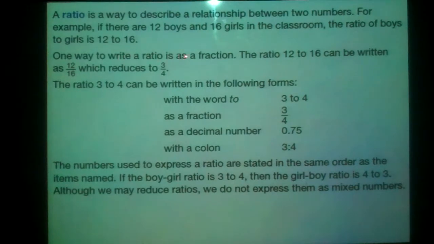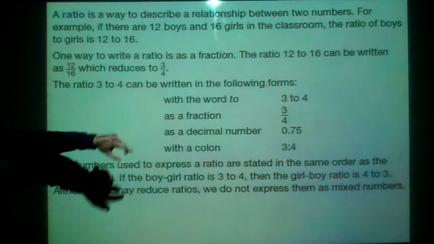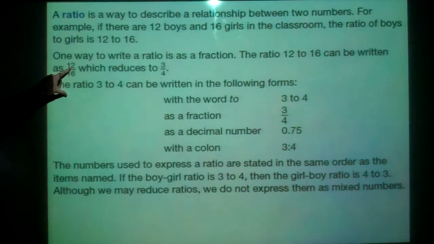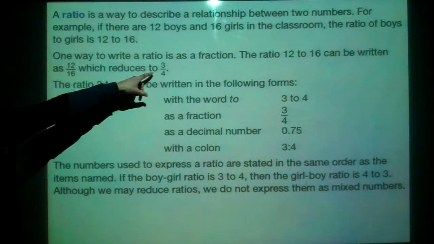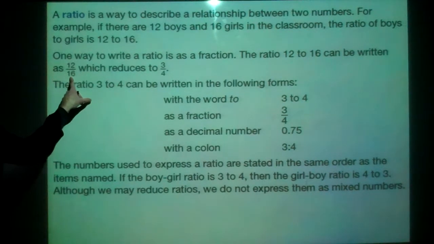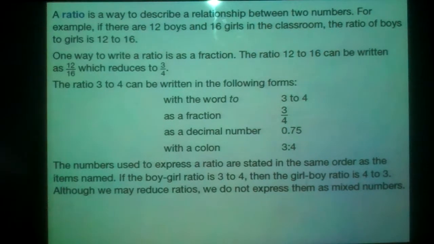Then it gives us a bunch of different ways that we can write that ratio. One way that we can write the ratio is as a fraction. We can write 12 to 16 as 12 over 16, and we know that 12/16 reduces to 3/4. If we divide the numerator and the denominator by 4, 12 divided by 4 gives you 3, 16 divided by 4 gives you 4, so it reduces to 3/4. So now we have our ratio of 3 to 4.